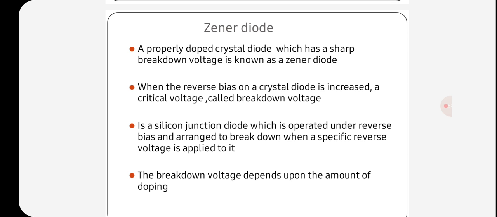A properly doped crystal diode which has a sharp breakdown voltage is known as a Zener diode. When the reverse bias on a crystal diode is increased, a voltage called breakdown voltage is reached. A Zener diode is a silicon junction diode which is operated under reverse bias and arranged to break down when a specific reverse voltage is applied to it. The breakdown voltage depends upon the amount of doping.